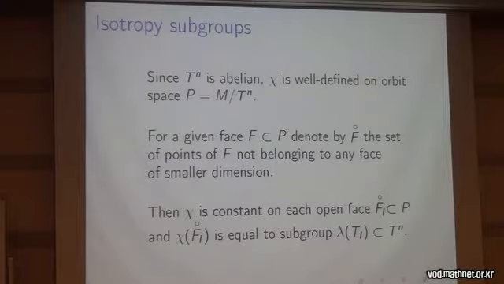And moreover, if F circle is the interior of face F, then we can give an explicit answer. H is constant on each open face F_i circle, and H is equal to the subgroup lambda of T_i. This is exactly the role of lambda in our setting. Lambda is a homomorphism that describes the isotropy subgroups on our quasitoric manifold.